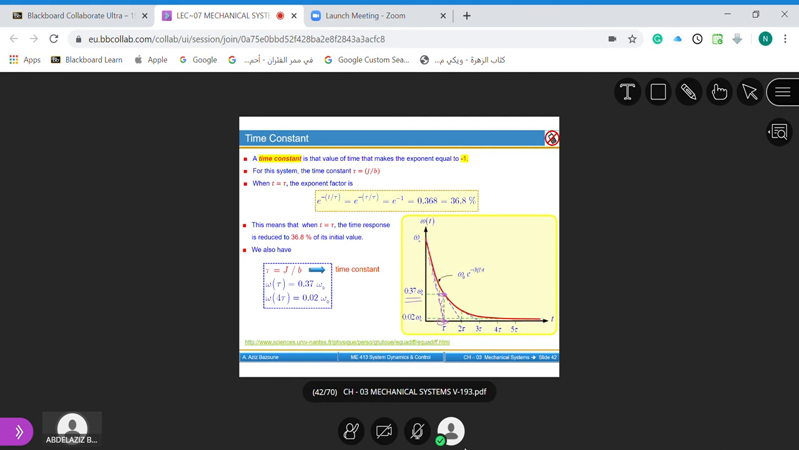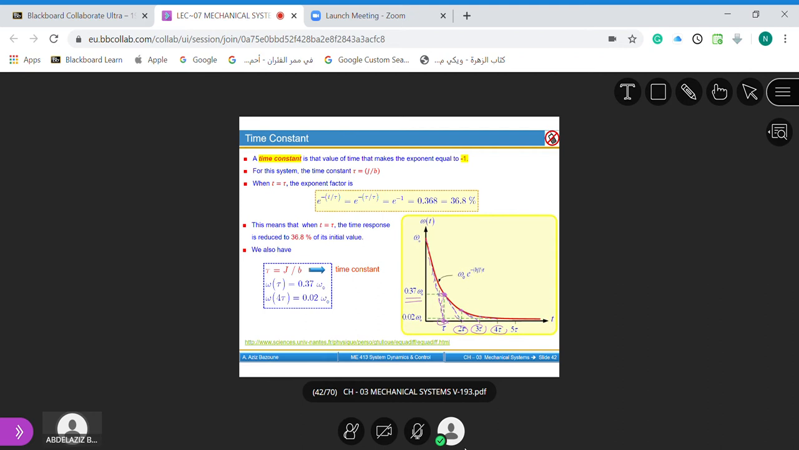2 tau is to draw a tangent at this one here. So this one will be 2 tau. At this point here, you draw another tangent. This will be 3 tau. At this point here, you draw a tangent. This will be 4 tau, and so on. So this one will be decaying like this one.